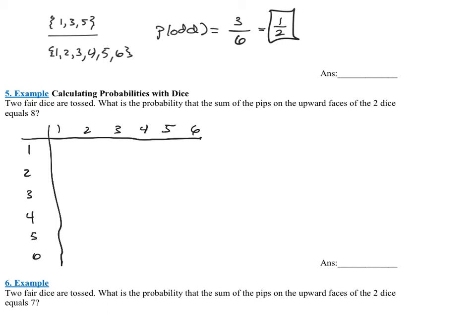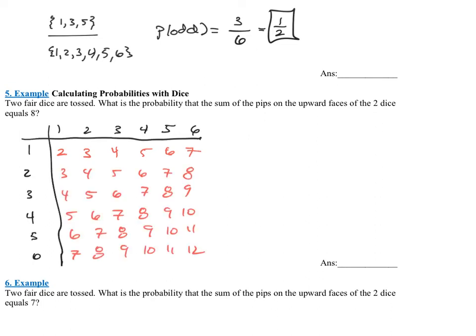But the idea is now I want to add the 2 numbers together. So a 1 and a 1 is a 2. A 1 and a 2 is a 3. And so on, and I'm going to add this through the entire chart. Go ahead and fill in that chart now, then verify against mine. So there's my chart completed.